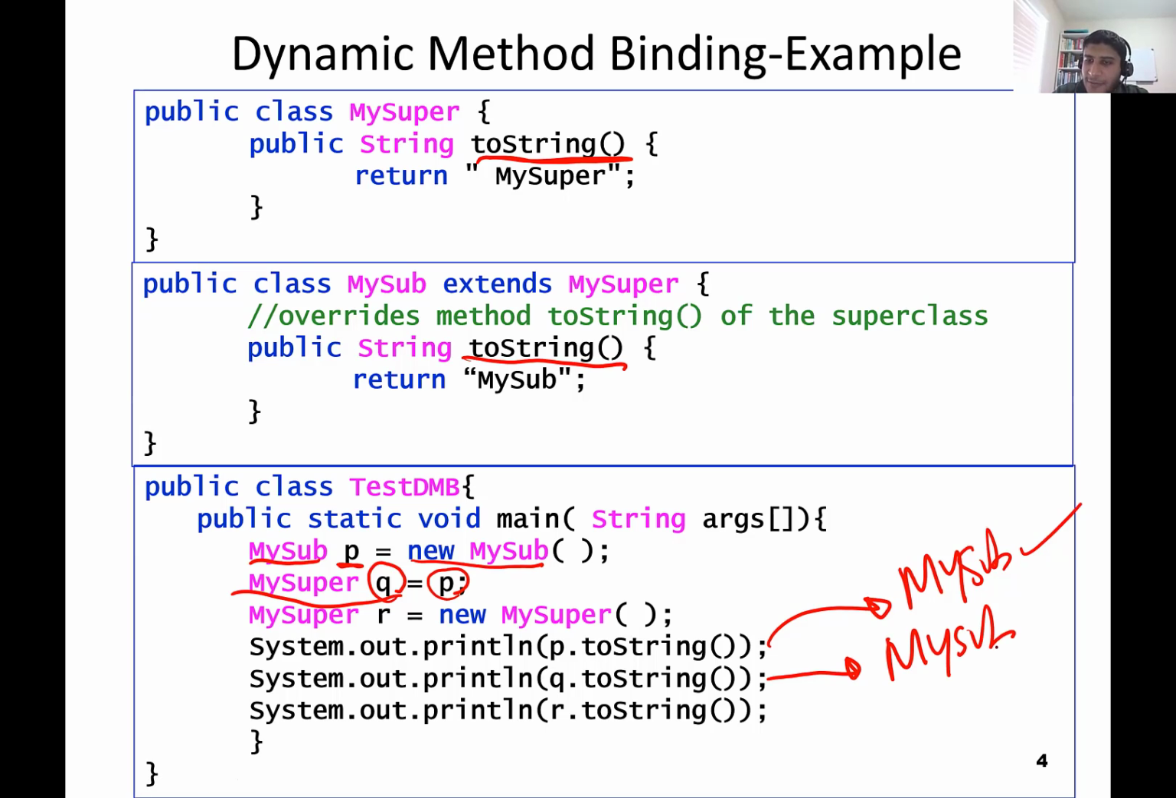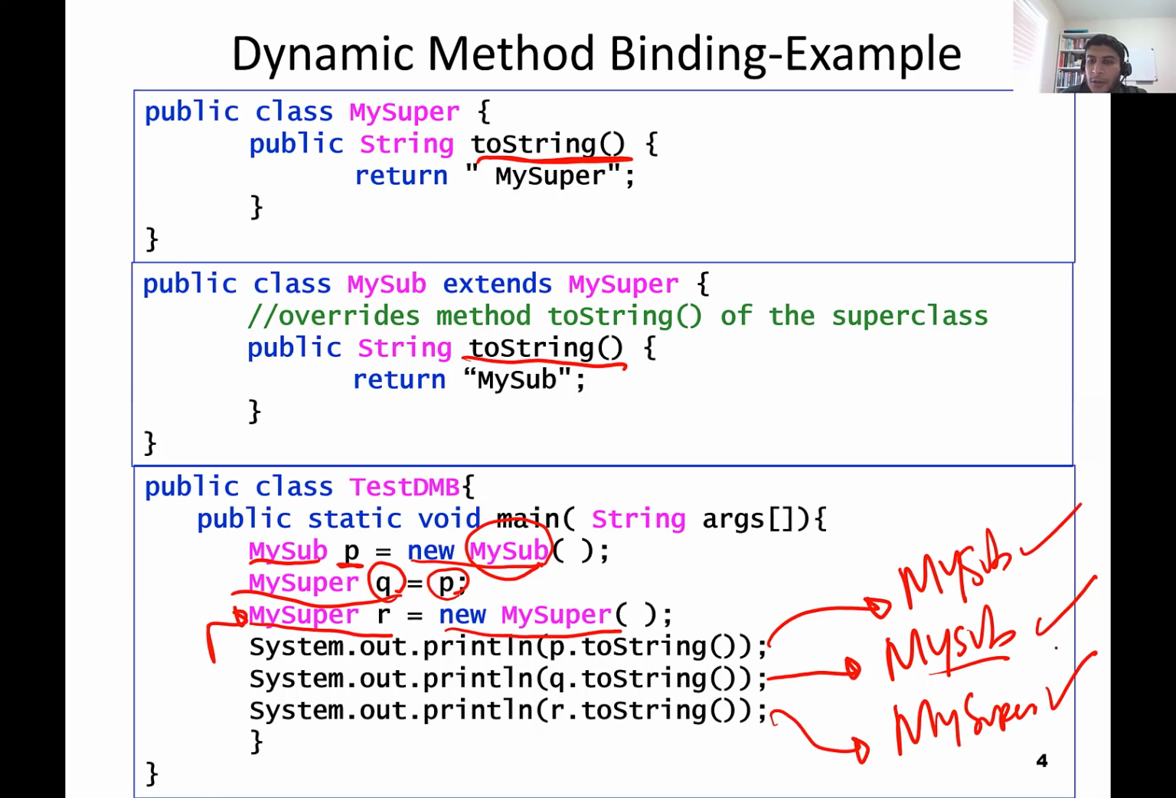The reason is, again, the object itself is of type sub, so method overriding will give you the sub one. Good, thanks. Then the third one is also the straightforward one, which is you have the reference of the super or the parent type, and the object is also of the parent type. So the last one is my super, like the parent one. Perfect, thanks.